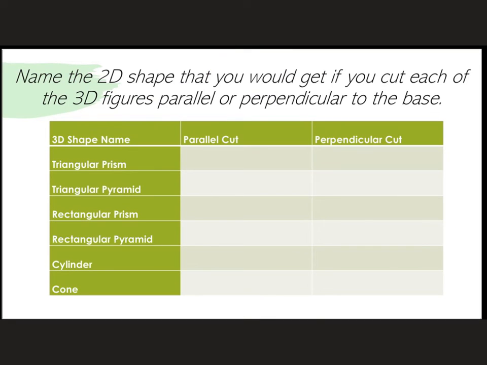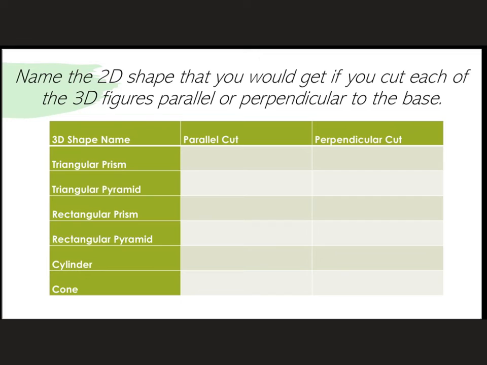All right, last one, talking about cross sections. Name the 2D shape that you will get if you cut each of the 3D figures parallel and perpendicular to the base. So first one, triangular prism. Remember, a parallel cut will always get you the shape that is the base, and a perpendicular cut will always get you the shape that is the sides.